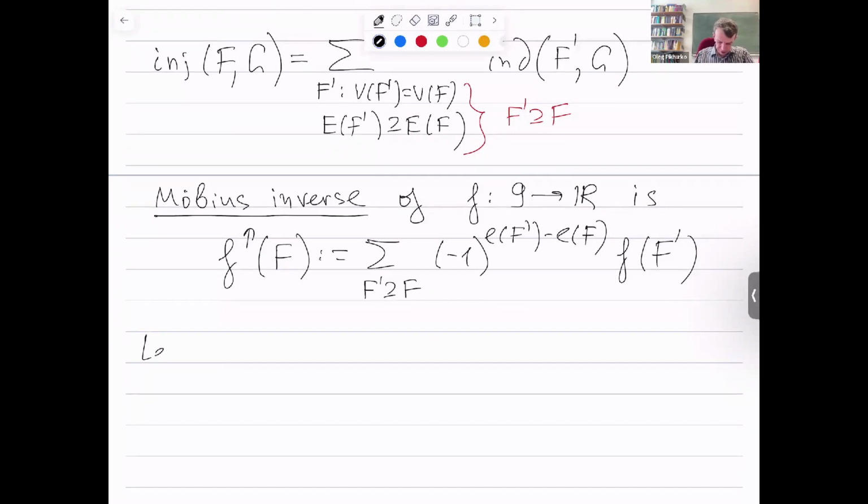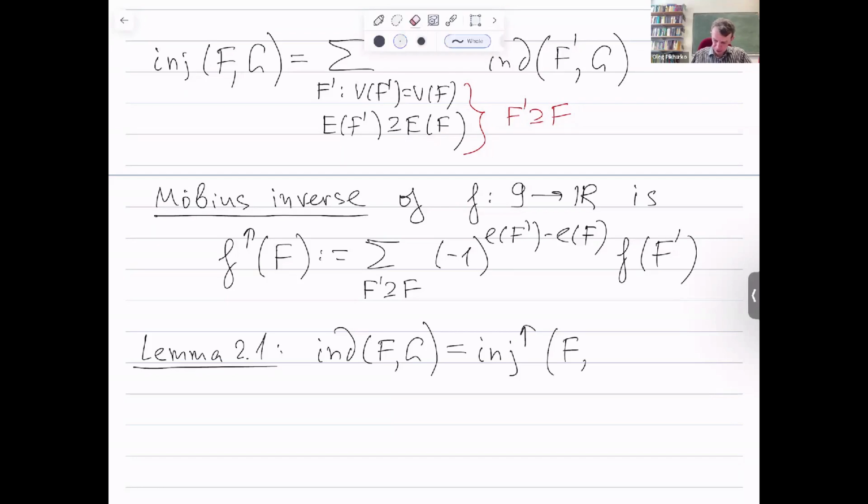And here is our first lemma, which says if I want to compute induced densities of F in some graph G, then I can just take injective homomorphism densities, the non-induced ones, and apply Möbius inverse. Maybe to be more precise, this is my function on graphs, where in the second place I can put any graph G. And then if I want to compute it not with injective homomorphisms, I just apply this formula.